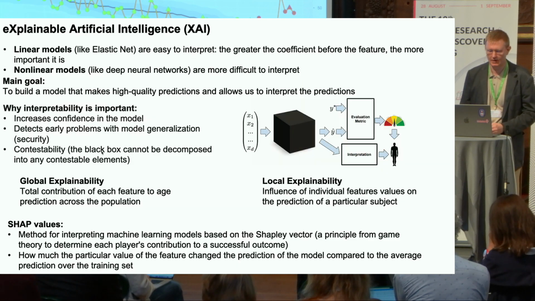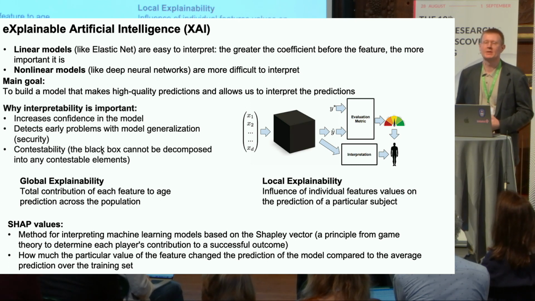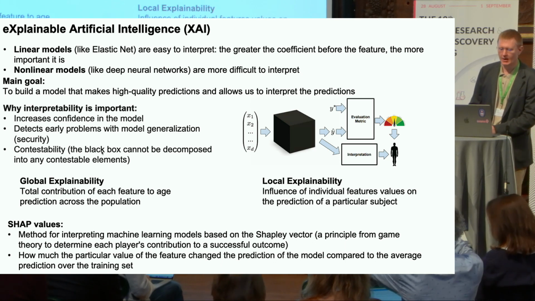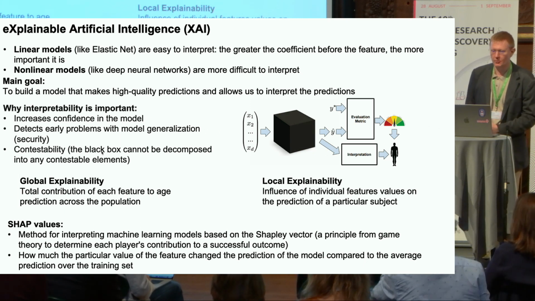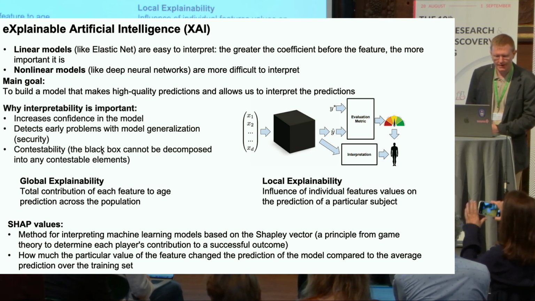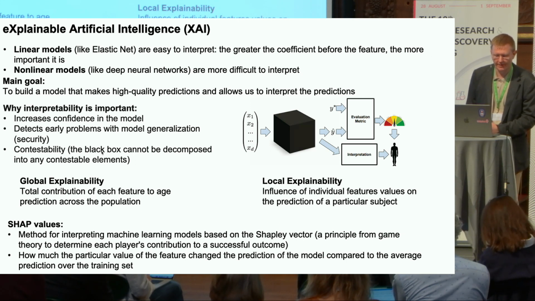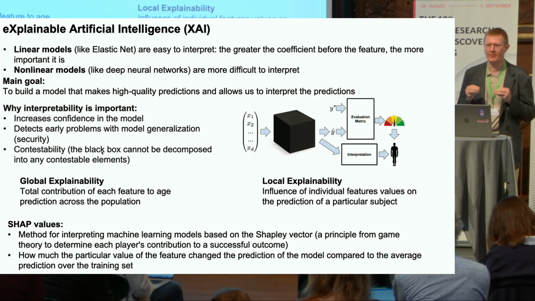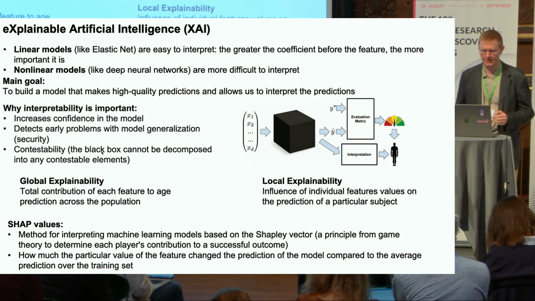I'm the administrator of a big group of bioinformaticians who are using explainable artificial intelligence. It is a kind of modeling with advantages such as increased confidence in the model, early detection of problems with model generalization, and contestability. We can know which parameters affect the results more than other parameters.